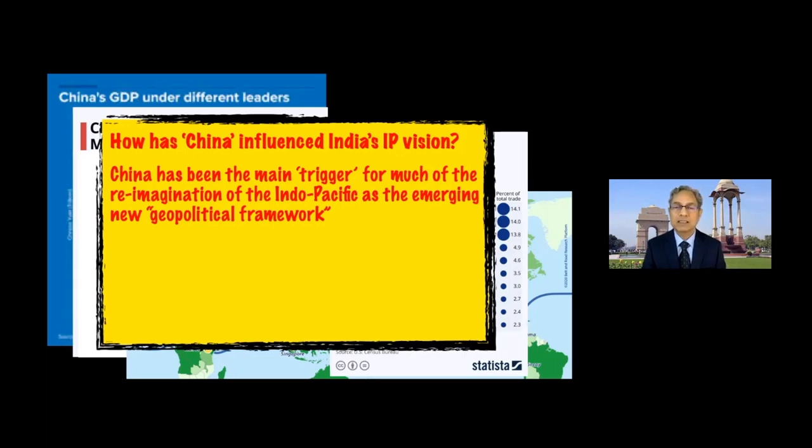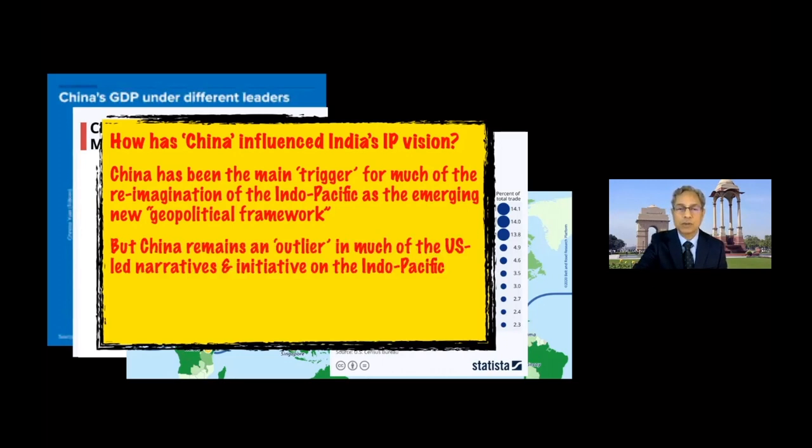So in that sense, with the focus shifting to economic relationships, China has become the main trigger, the main reason for this need for reimagination, from separate Indian Ocean and Pacific Oceans to now the Indo-Pacific region becoming the new geopolitical framework of understanding international relations or foreign policy. But what is most interesting is that this new debate, this new narrative of Indo-Pacific geopolitics, is still led by the United States and its friends and allies.